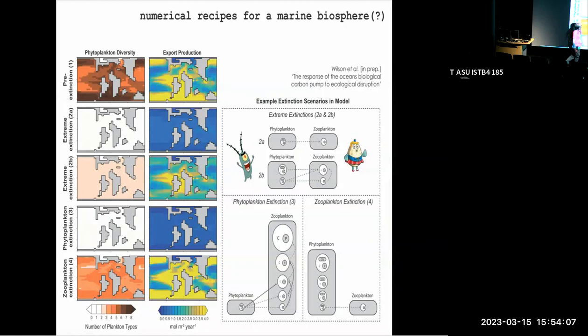The second row is export production. It's a measure of how productive the ocean is, how strong the carbon cycle is in the ocean. And the five different rows are different assumptions about what is in the ocean. Are there only small things left? For instance, in the bottom right, maybe there's a whole range of different phytoplankton, but just one small zooplankton left that didn't go extinct. Or are there lots of different zooplankton, but just one small phytoplankton that didn't go extinct? We can play some games.